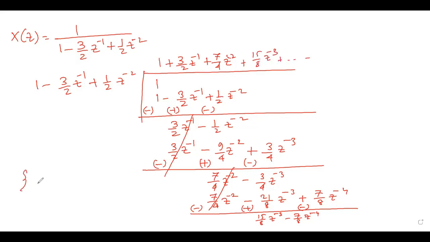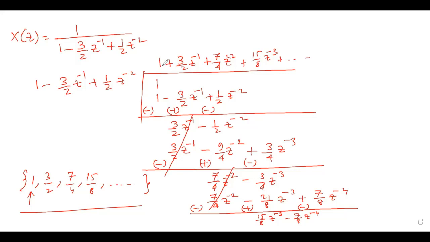So the values of the samples are 1, 3 by 2, 7 by 4, 15 by 8. This is the value of the samples. Try to find up to z to the power minus 4. Sir, should we start from the origin? Yes, starting from the origin, z to the power 0 means origin.